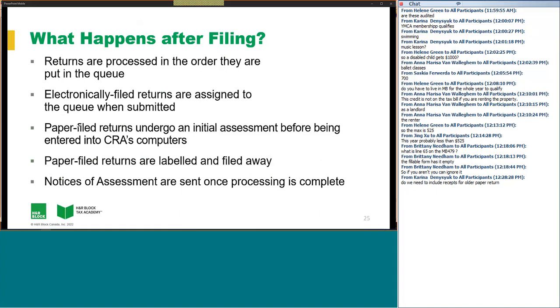What happens after you file? Returns are processed in the order they're put in the queue. We have no control over what order they get into the queue, and we have no control over whether or not the CRA is going to process them efficiently or not efficiently.